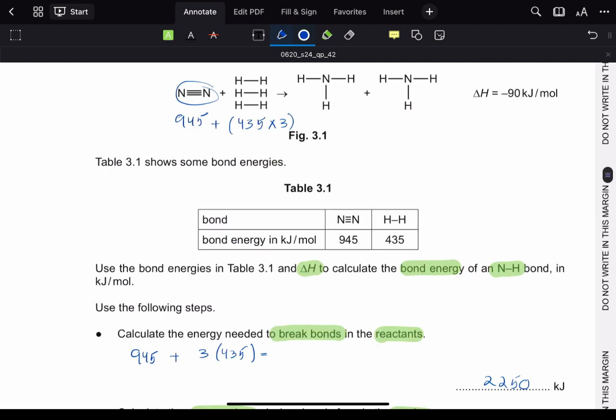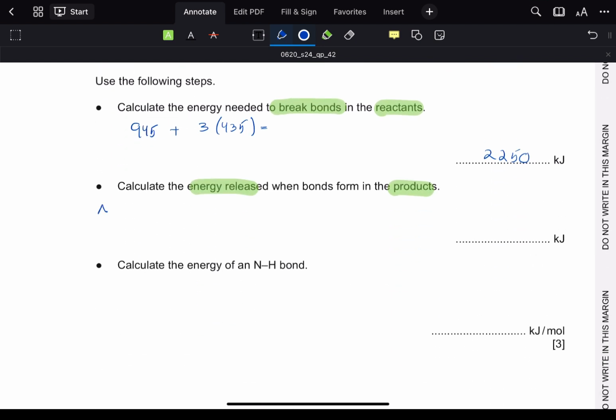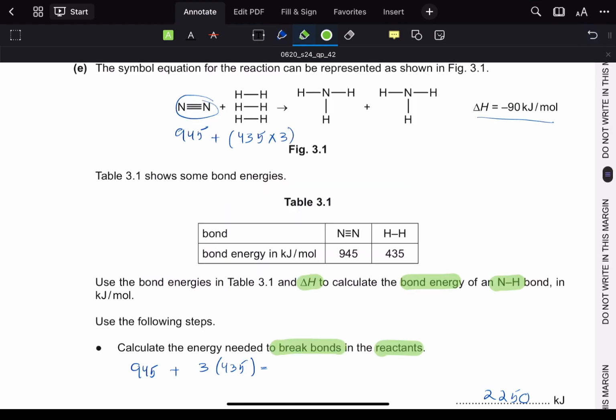So for this question, we cannot use the same method we just did to calculate the energy needed to break bonds, because we don't know the bond energy of an NH bond. So we can just use enthalpy change along with the energy we just calculated to calculate the total energy released when the products are formed. Enthalpy change is equal to energy needed to break bonds minus the energy released when bonds are formed in the products. We're given enthalpy change at the top of the question as minus 90.